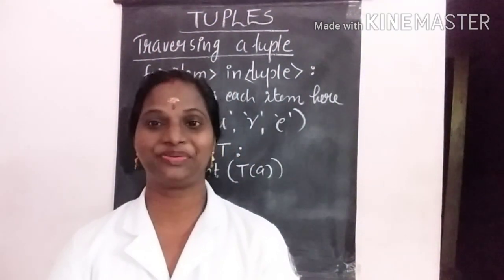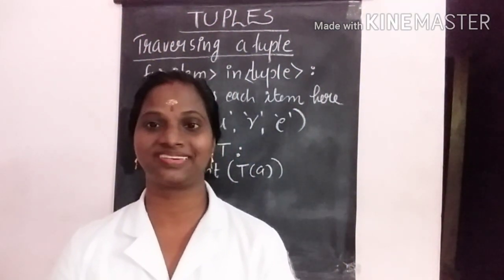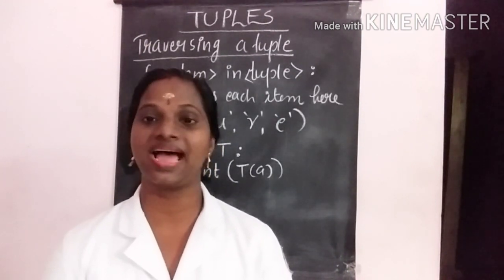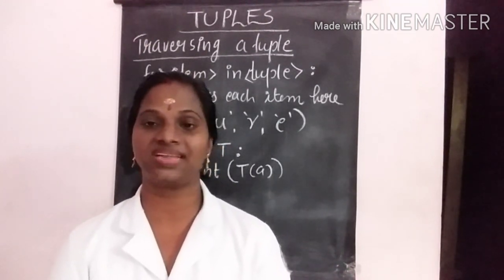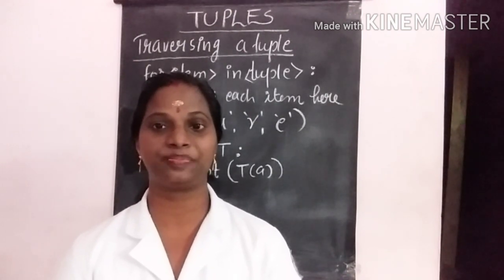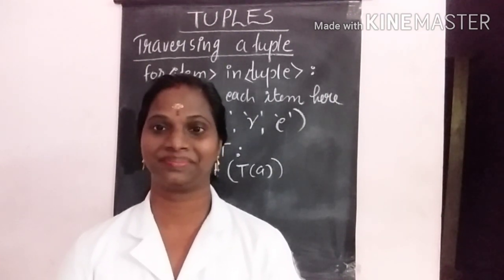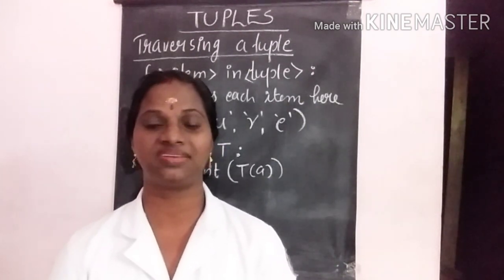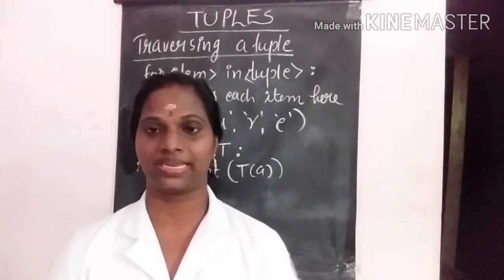Hello children, today let us learn some functions related to tuples. Tuples are just like lists, but lists are mutable, tuples are not mutable. Tuples are represented in parentheses, but lists are represented in square brackets.